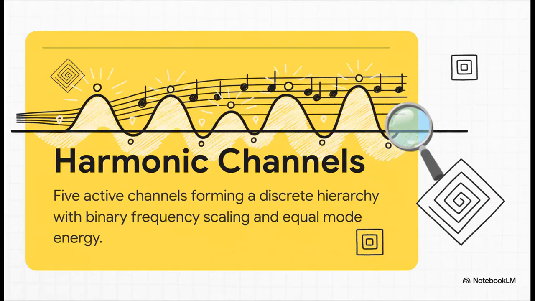Okay, so within this single wave, the model proposes there are 5 distinct harmonic channels. And you can totally think of these like different octaves on a piano. There are these discrete energy pathways, and they scale in a binary way, which just means each channel is double the frequency of the one before it. But, and this is key, they all carry the same fundamental mode of energy.